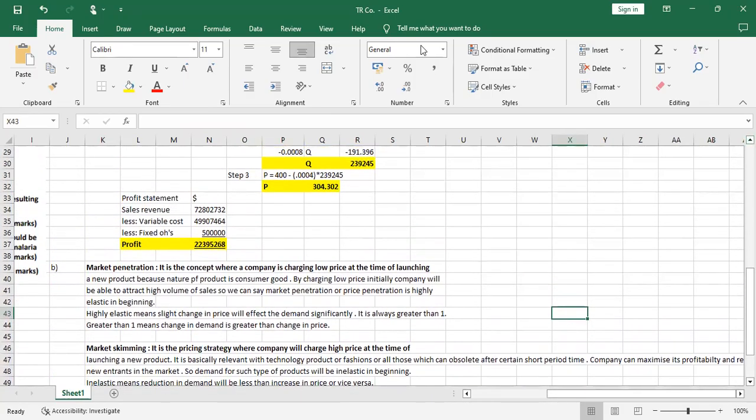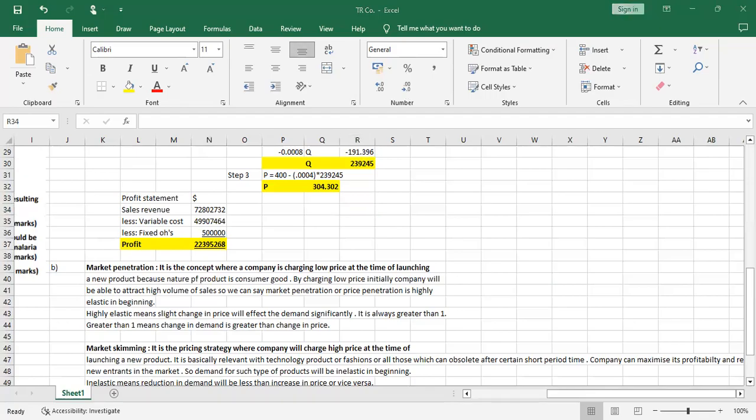One of the students is asking something. Yes, you can see this variable cost. It is 208.604 into what? Into 239, 245. I did not write the figure of 239, 235. I used the cell reference R30. Done? Any further question? Anyone else? Any question?